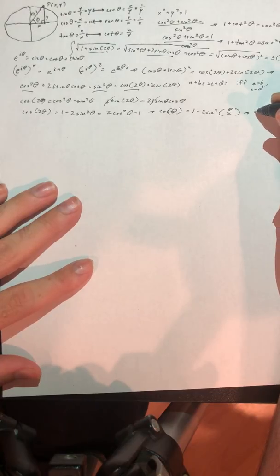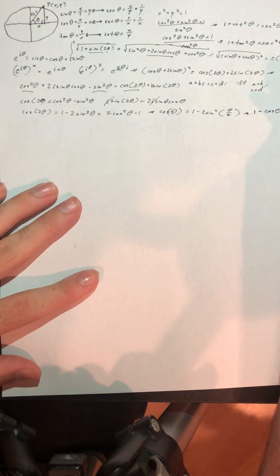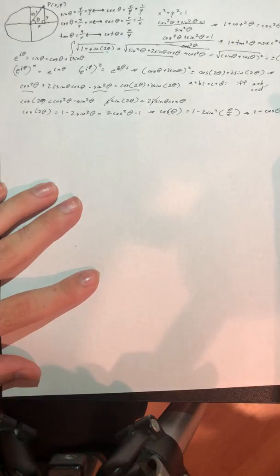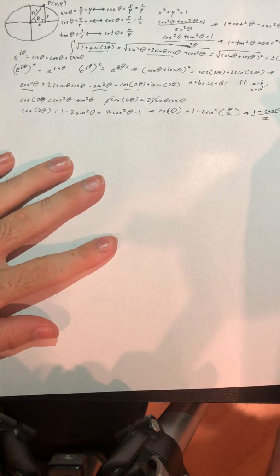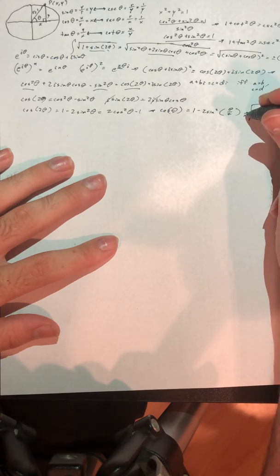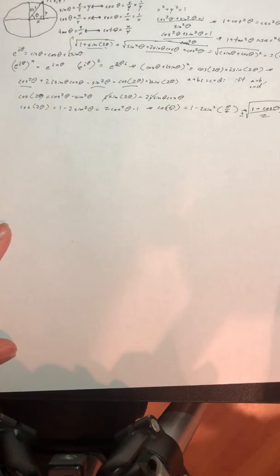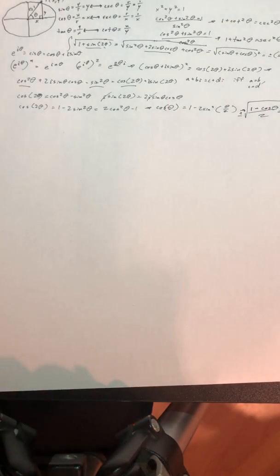What do I want to do? I'm going to bring the cosine theta over, so 1 minus cosine theta is equal to 2 sine squared theta over 2. I'm going to divide by 2, and then take the square root. So sine theta over 2 is plus or minus the square root of 1 minus cosine theta over 2. And it turns out that cosine theta over 2 is plus or minus the square root of 1 plus cosine theta over 2.